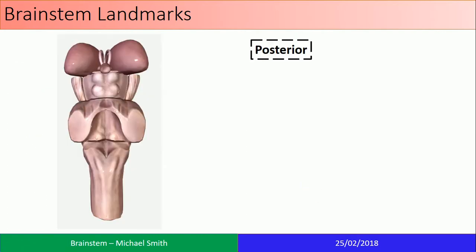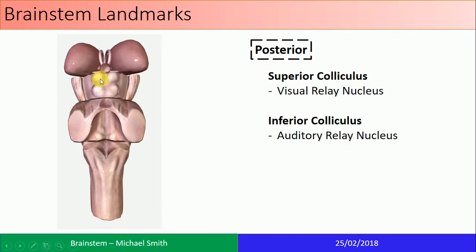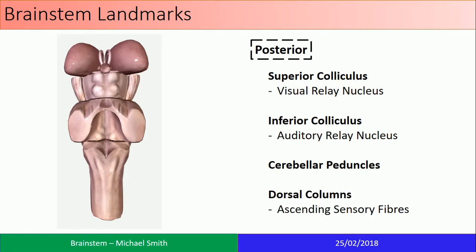On the posterior side of the brainstem, we have our superior and inferior colliculus, and these are these lumps we can see here, so superior and inferior, and they play a role in our visual and auditory systems. We also have our cerebellar peduncles, and this can be seen as this flat area here, and this is where the cerebellum will attach to our brainstem, and it sits on the back of the pons. And then we also have our dorsal columns, and these sit posteriorly, hence the name dorsal, and there are ascending sensory fibers, predominantly from our dorsal column pathway.